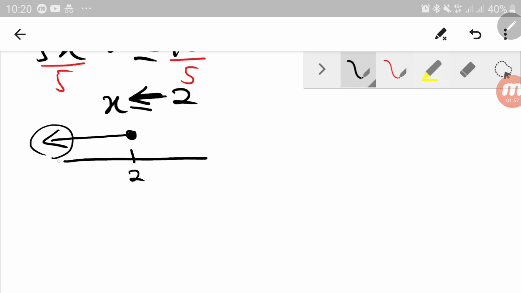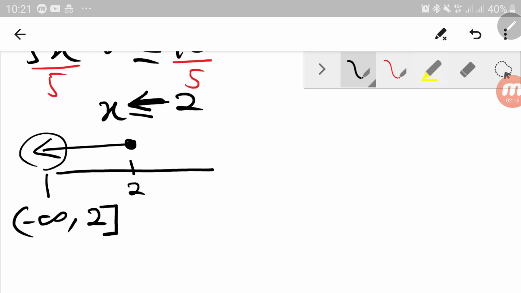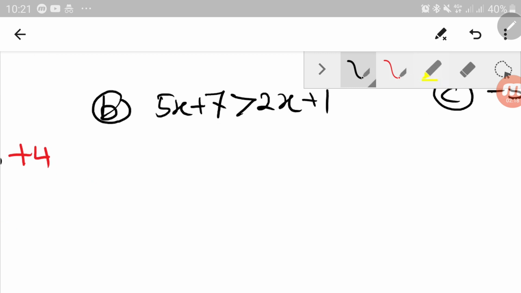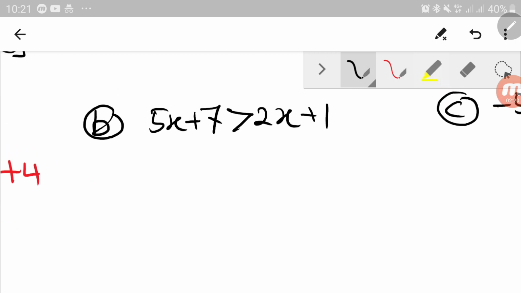So how to represent this in interval form? The arrow here means negative infinity up until 2. So it's an open bracket over there, and for 2 it's a closed bracket. It's a half-open interval, I think, for this one. So this is the answer for number 1. Okay, let's move on to the second one.